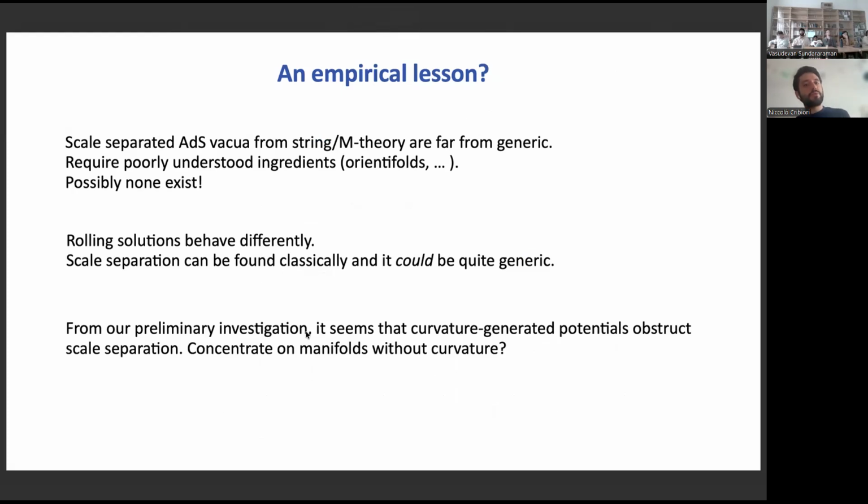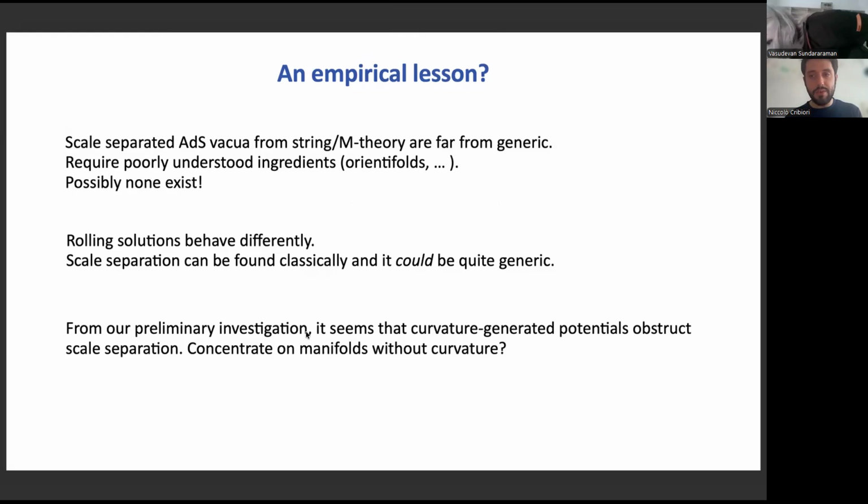Okay, so perhaps we've learned something. For sure, we have learned that scale-separated vacua in AdS vacua in string theory are far from generic. And they require ingredients like orientifolds, which we don't really understand at the level of the classical supergravity effective action. There is still the possibility that none exist. We just don't know. And I showed you that Rayleigh solutions behave somehow differently.